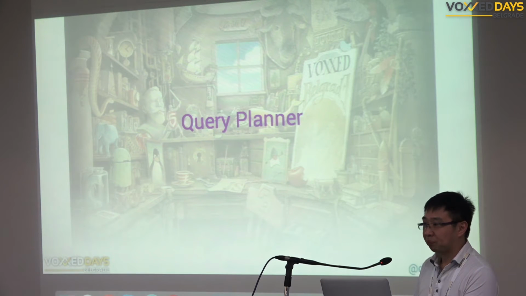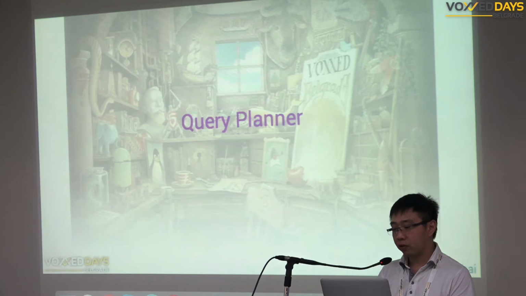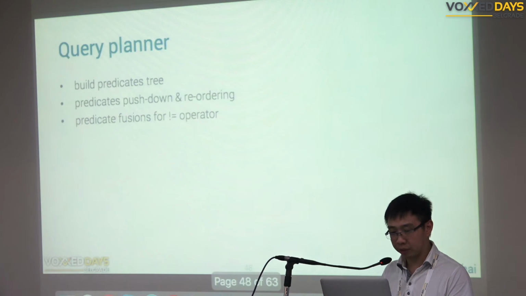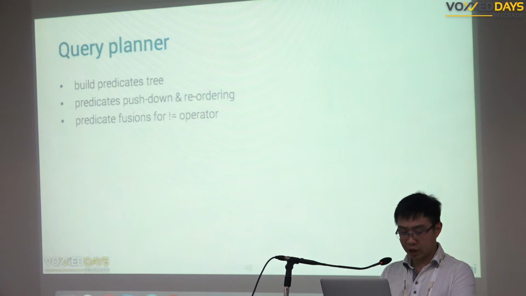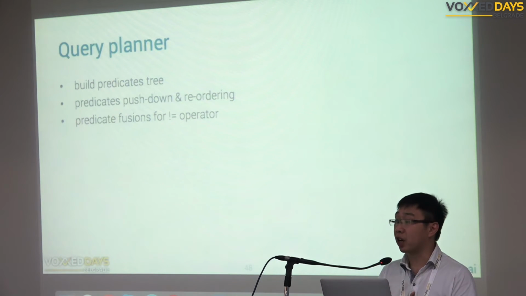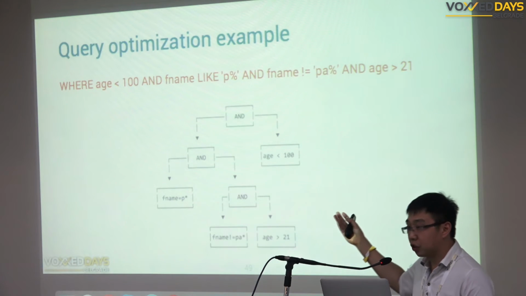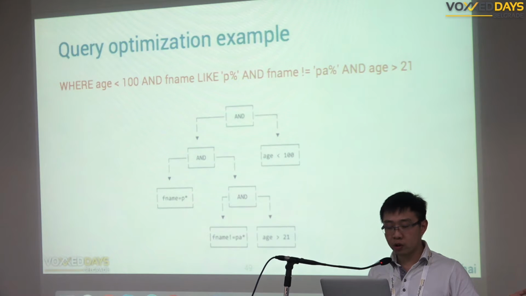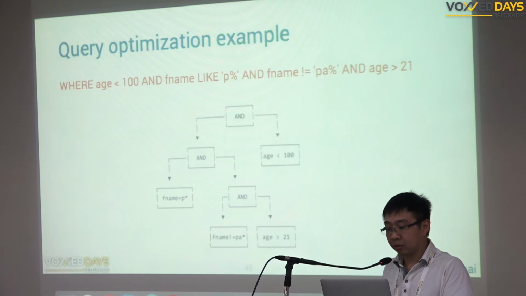The query planner. This new index comes with an advanced query planner. The idea of the query planner is to build a predicate tree and to push down all the predicates to optimize. For example, this is my query: give me all the users where age less than 100, first name starts with P, and first name different than PA, and age greater than 21.